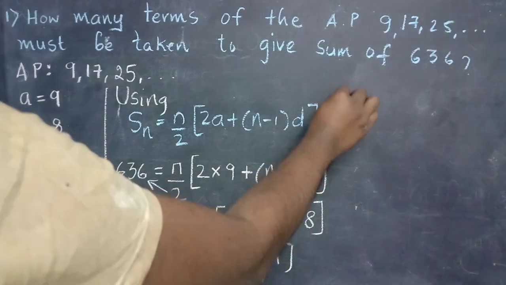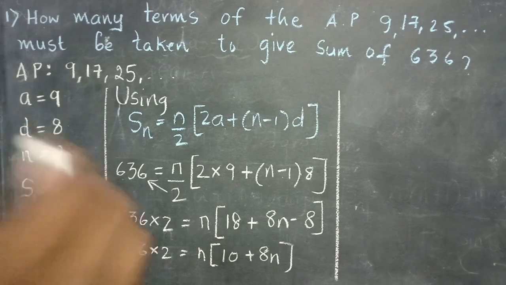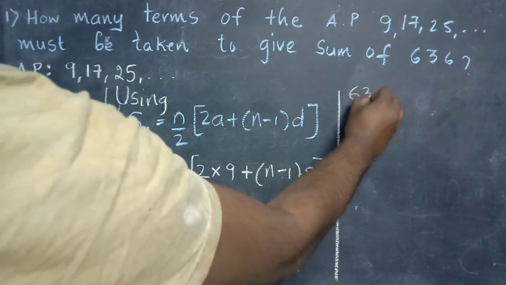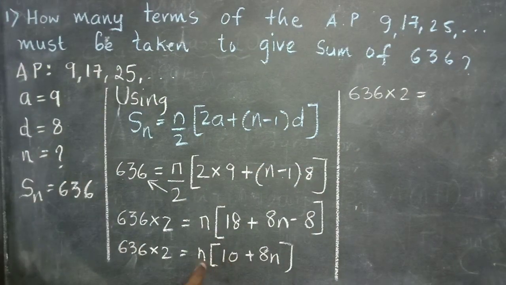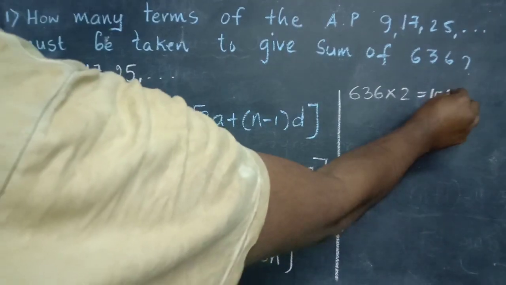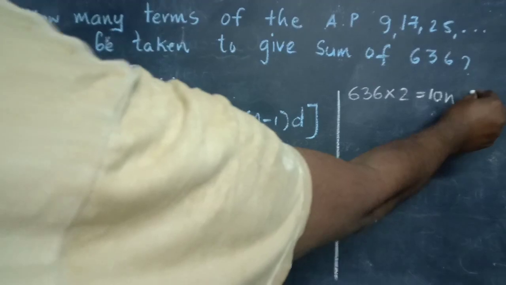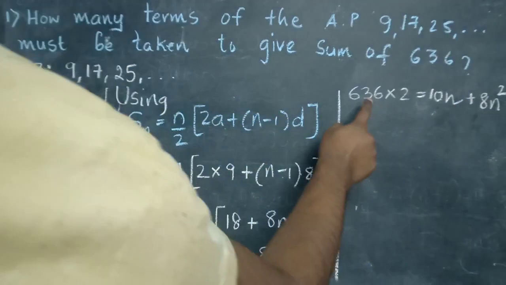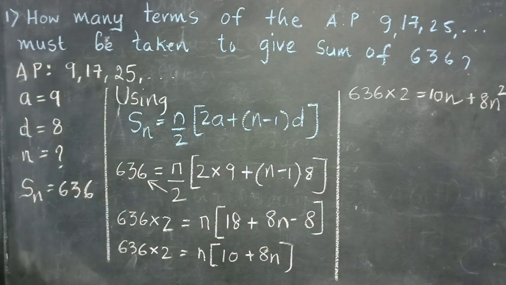Now the next step: 636 into 2 is equal to 10 into n is 10n, plus n into 8n is 8n square. 636 into 2 equals 10n plus 8n square.